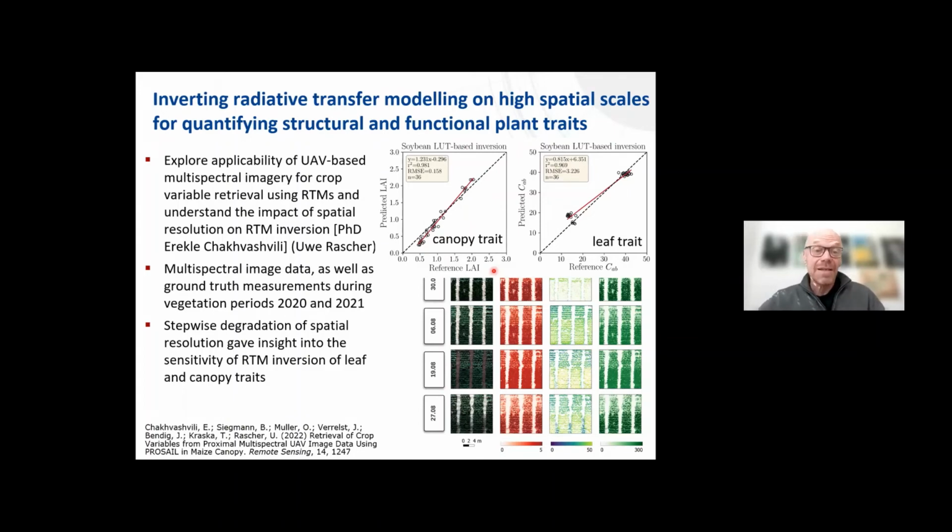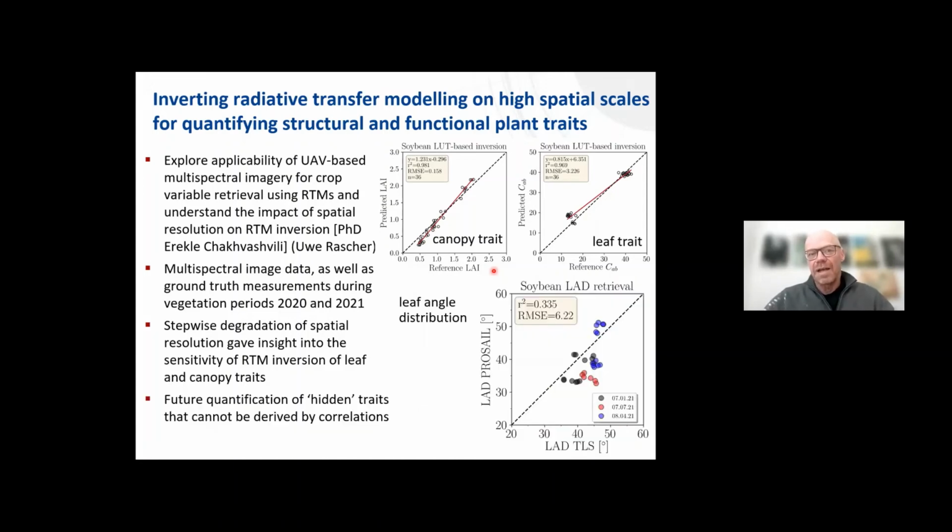The method is established, also based on multi-temporal data from last year. So it's also stable across different illumination conditions. It's stable across the growth stages which we experienced during the vegetation period. And now Echo is moving forward and takes the next step.